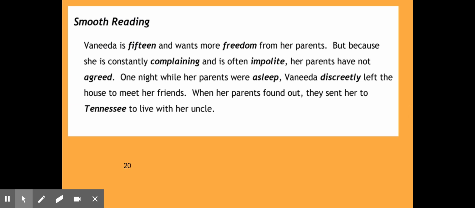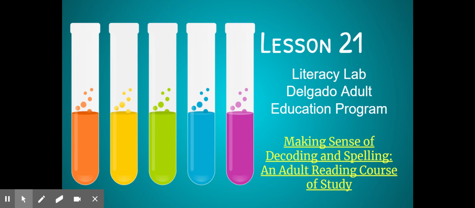So Benita is 15 and wants more freedom from her parents. But because she's constantly complaining and often impolite, her parents have not agreed. One night while her parents were asleep, Benita discreetly left the house to meet her friends. When her parents found out, they sent her to Tennessee to live with their uncle. All right? So read it to yourself, read it out loud, apply all of the different things we've been working with, and say it smooth.